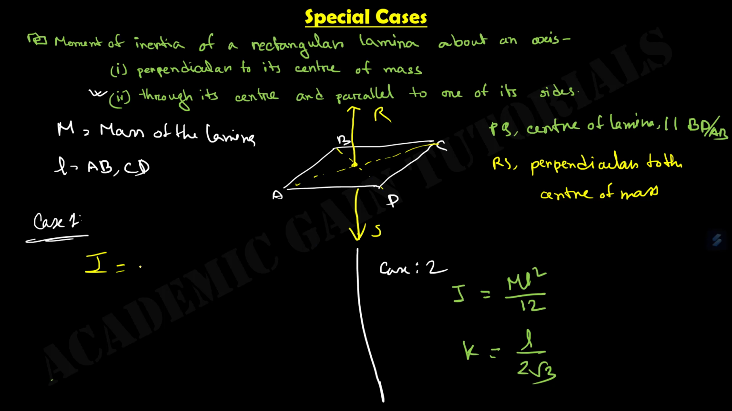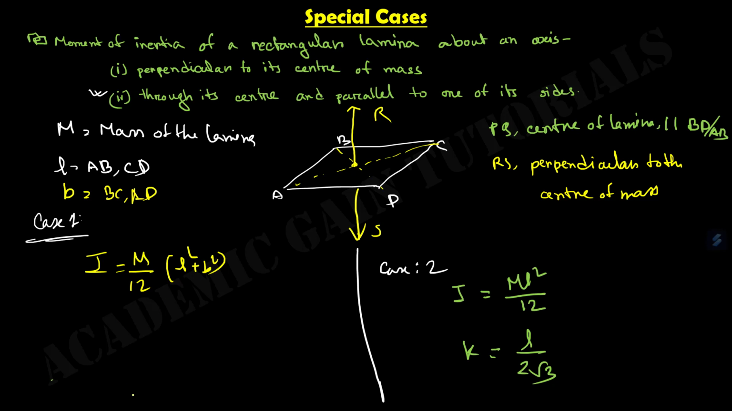In that case, what will be our moment of inertia? The moment of inertia I is equal to m by 12 times L square plus B square, where L is the length of this rectangle and B is the width of this rectangle. In that case, the width will be BC and AD. So that is the moment of inertia for case 1.